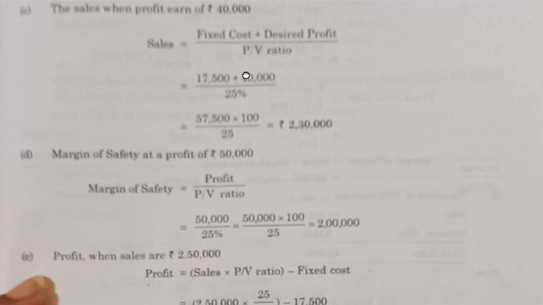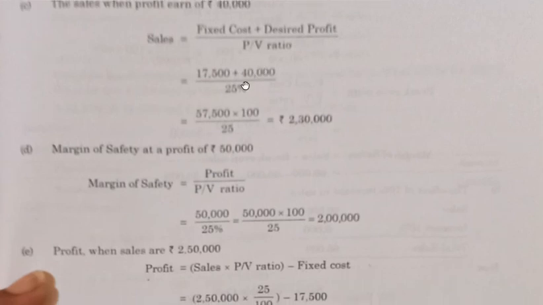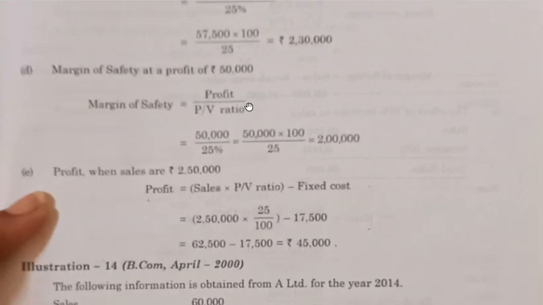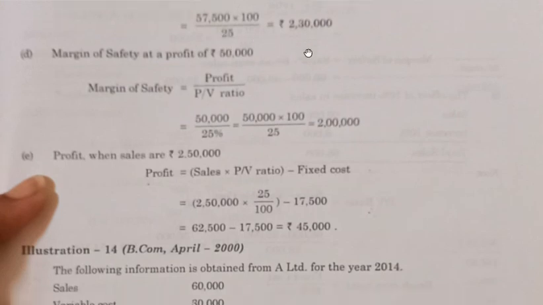Profit divided by PV ratio. So fixed cost is 70,500. In the question they have given the desired profit to be 40,000. So 57,500 into 100 divided by 25%, which is equal to 2,30,000.